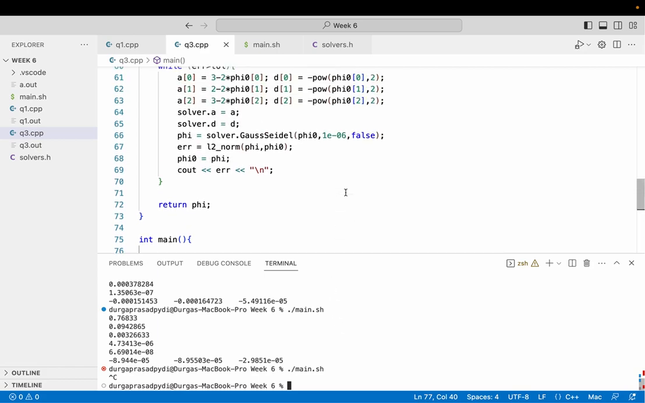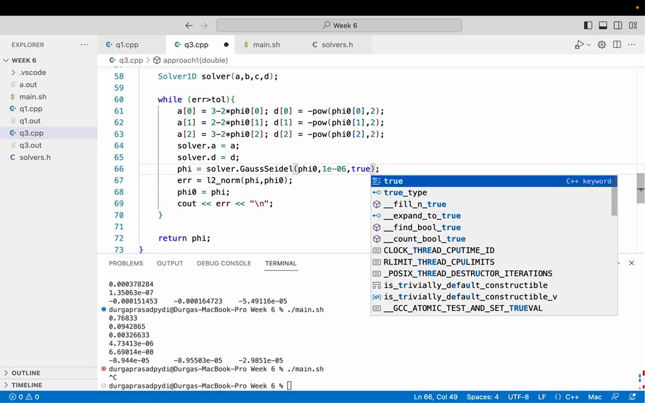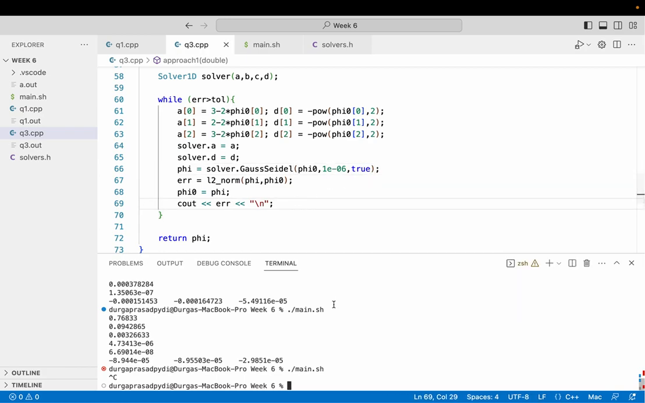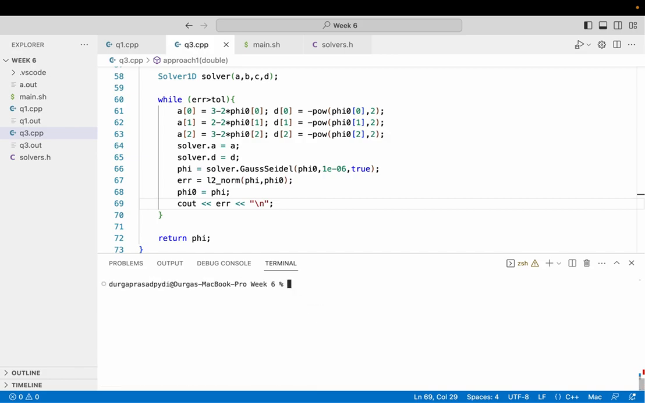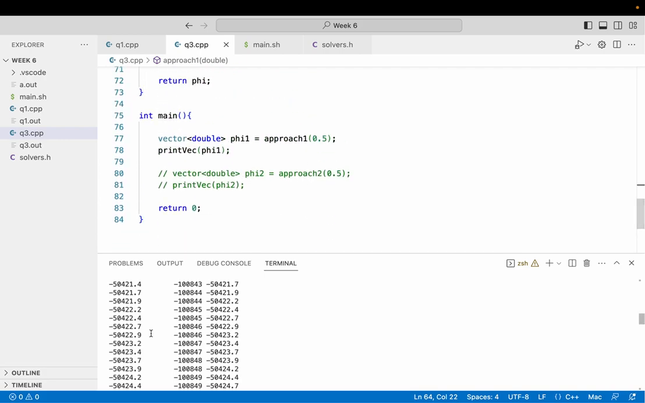I'm not able to print the errors here. Maybe I'll try printing the errors so that you can see how it is actually diverging. So you see the values keep on increasing. I started with an initial guess of 0.5, but now the values are around 50,000 and so on. It just keeps on diverging and it won't converge.